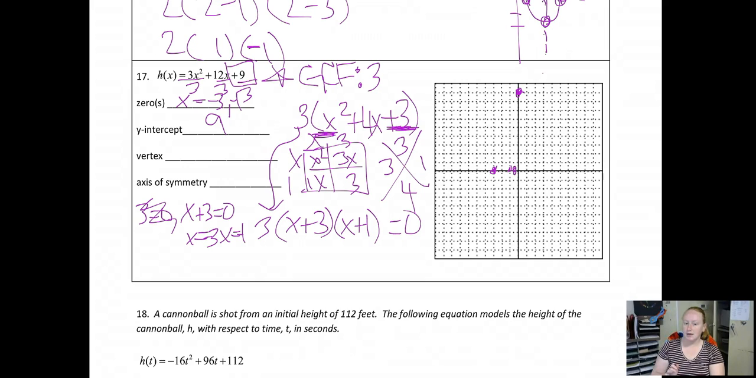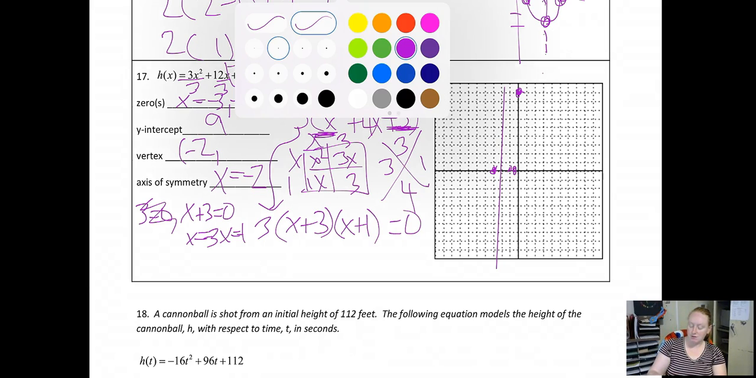And now I have to find my axis of symmetry, which is at negative 2. You would get marked down for telling me it was just at negative 2. You need to say x equals negative 2. That's the x of my vertex, so I put that negative 2 there.